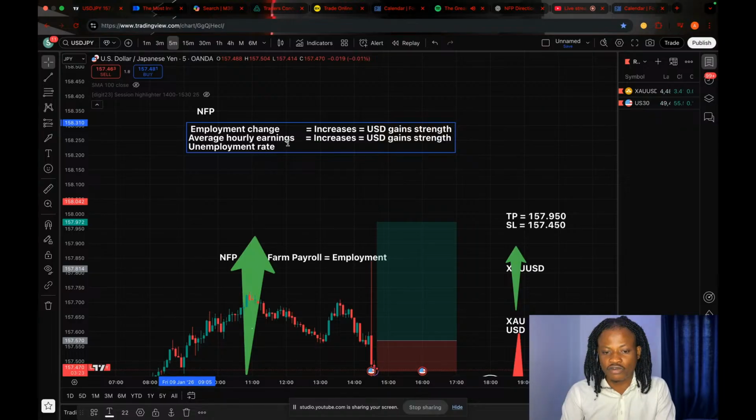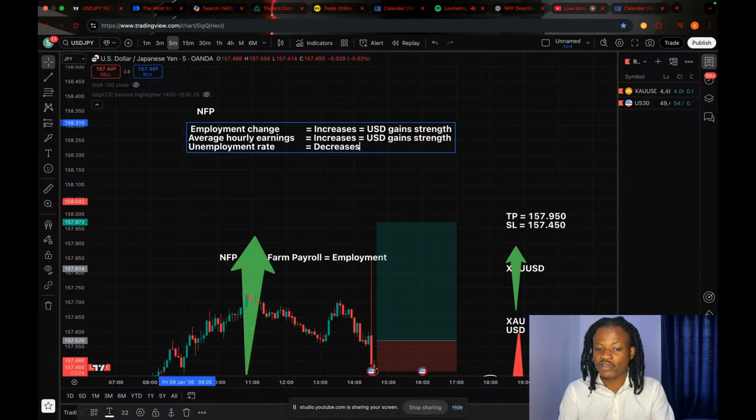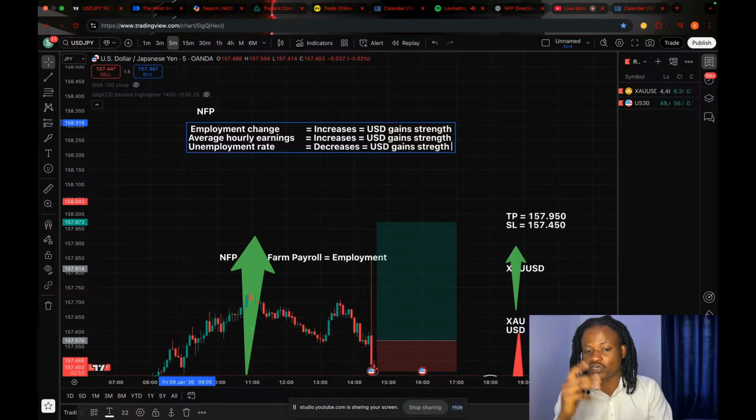Then unemployment rate: if fewer people are unemployed, that's good news, because fewer unemployed basically means more people employed in the country. So if the unemployment rate is lower, it means USD gains strength. This is what I was predicting. All right, so I got two out of my three predictions correct.